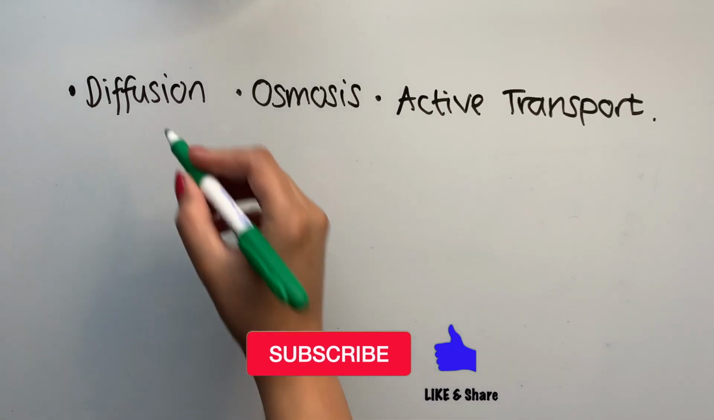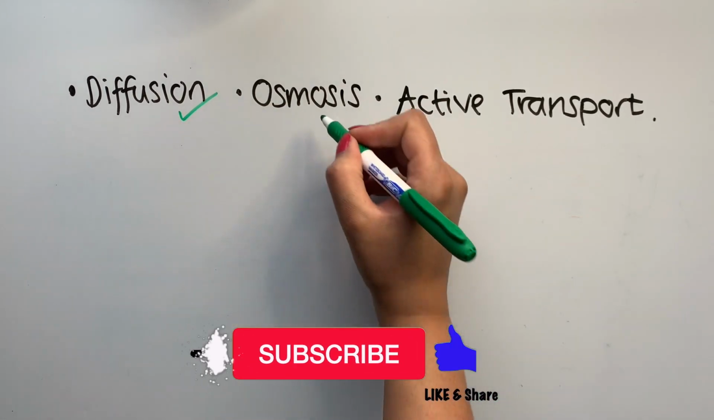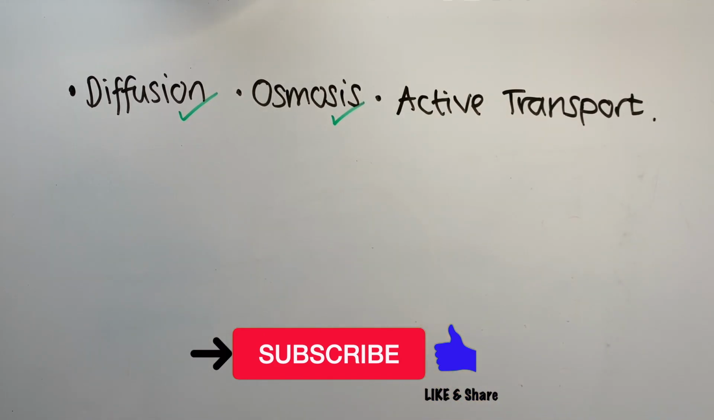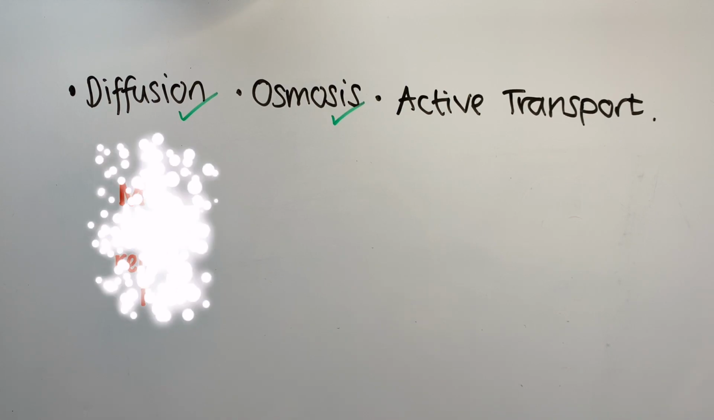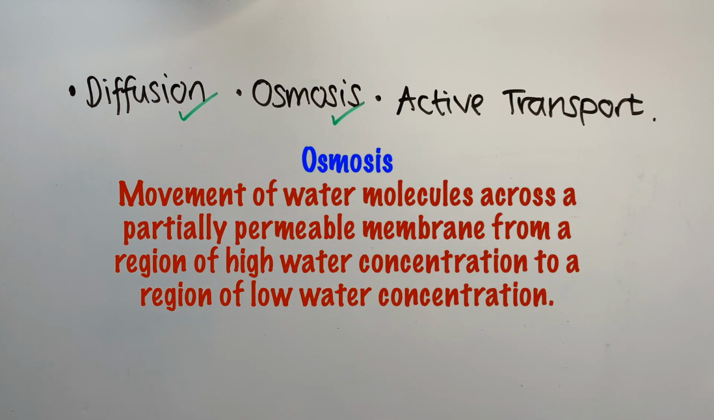So now we've looked at diffusion and we are now going to look at osmosis. Osmosis is just like the diffusion of water. So if we're defining osmosis, we can say osmosis is the movement of water molecules across a partially permeable membrane from a region of high water concentration to a region of low water concentration.